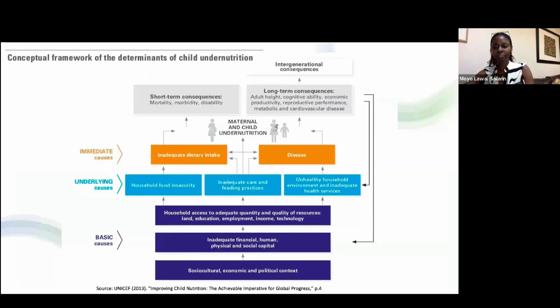This slide is actually called the UNICEF Conceptual Framework of Malnutrition, and it basically just shows what I was chatting about in the slide before in a nice structured diagram, and it shows the layers and the risk factors and how multifactorial they are. It's just a nice visual representation of the slide before.